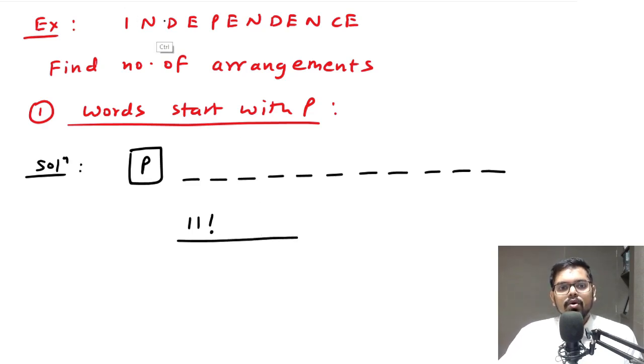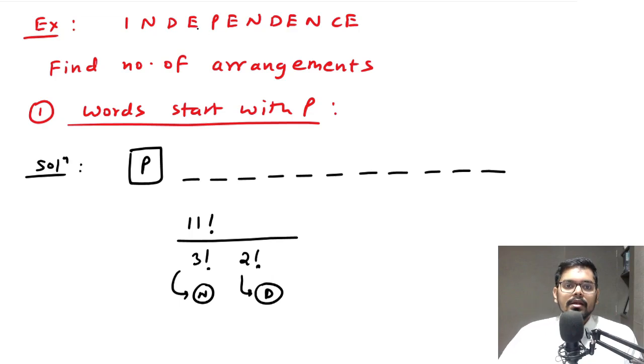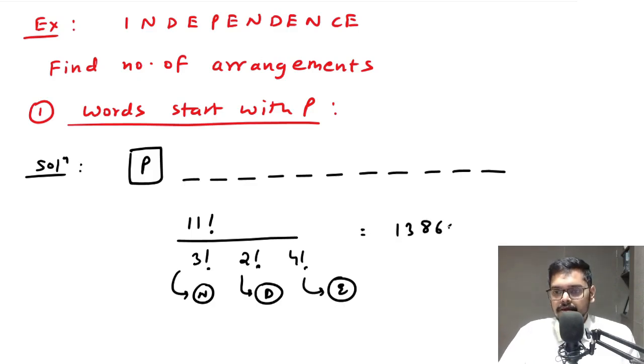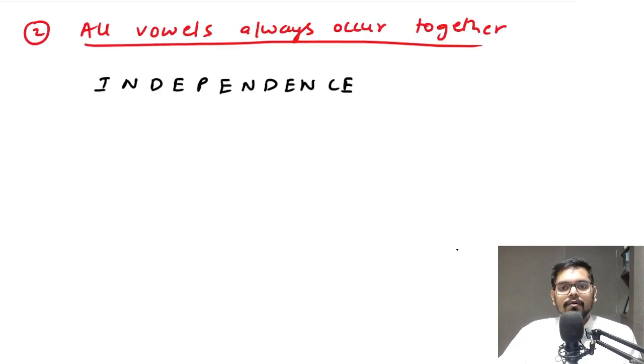Is I repeated? No. Is N repeated? Yes. How many times? 1, 2, 3. So N is repeated 3 times. This is for the N letter, right? D is repeated 2 times, 2 factorial. This is for D. And E is repeated 1, 2, 3, 4 times. This is for E. Other letters: P is only one time, N is done, C is only one time, D is done. So I guess every letter is done. This is your final answer. If you solve it out, the answer comes out to be 138600.